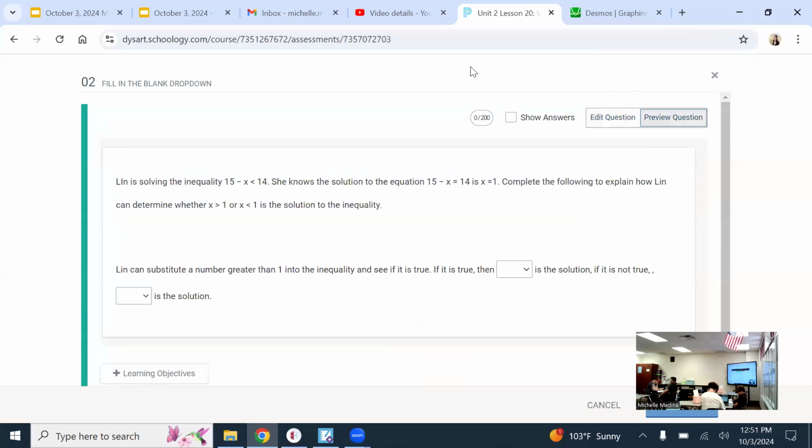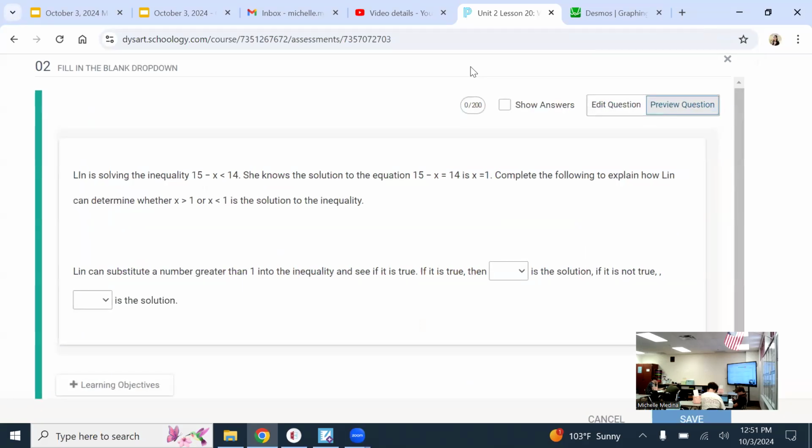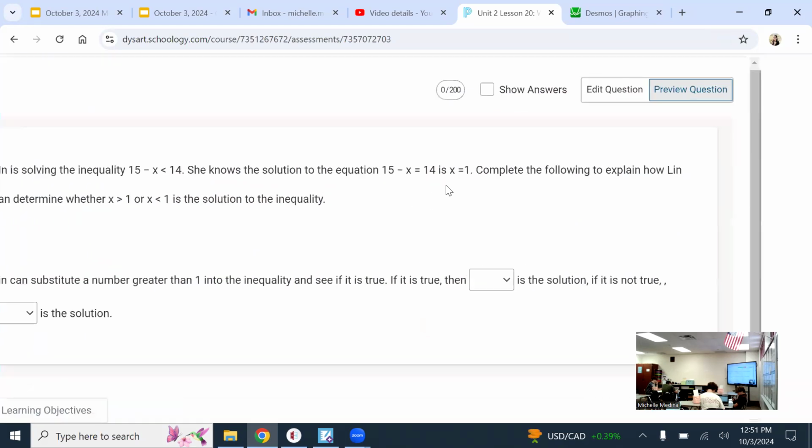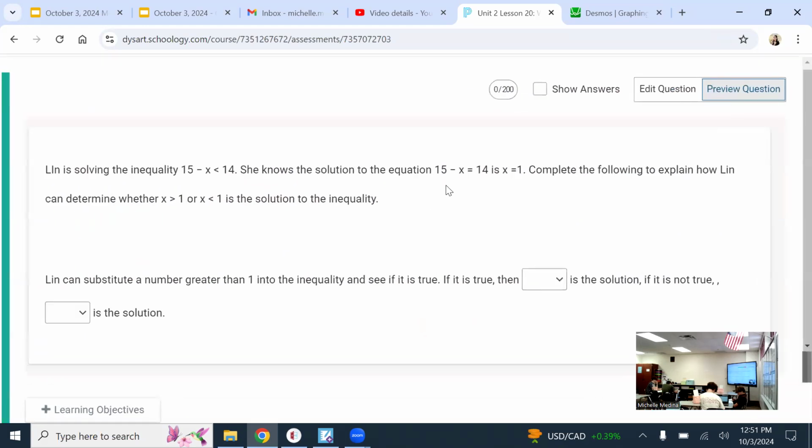Okay, so this is today's practice number 2, in case you also would like some help with it. Lynn is solving this inequality. She knows the solution to, I guess, the equation of the same thing is x equals 1. You need to complete the following to show how Lynn can determine whether x is greater than 1 or x is less than 1. And that would be, she can substitute, so plug back in a number greater than 1 into the inequality to see if it's true.